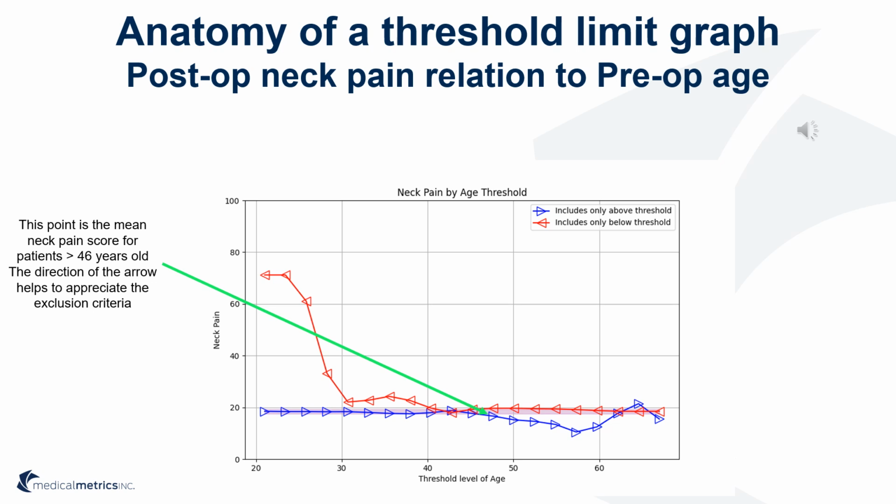The red line is interpreted in the opposite way. Moving from right to left, data are progressively dropped for older age patients. For example, this point is the average neck pain score, including only patients younger than 38 years.